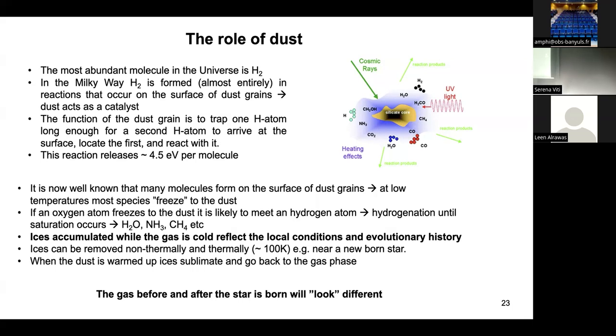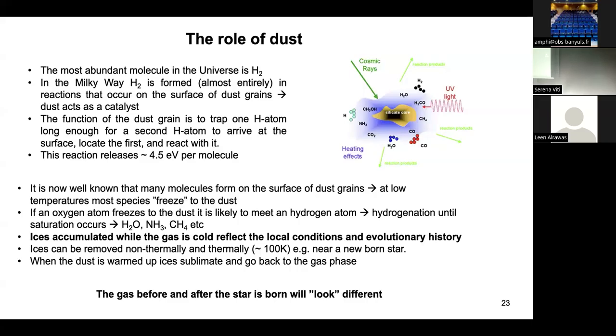Well, if you have any energetic process, whether that's a star forming or a powerful active galactic nucleus, that will irradiate this dust, warm it up, and lead to the evaporation, the sublimation, of whatever molecules are formed here. This means that the gas before something happened, let's say in that dark blob that I showed you, and the gas after something happened, let's say a star is born, will look very different. So if you could take a snapshot of a dark cloud and then a snapshot of a star-forming region, let's say Orion, the two chemical signatures will be very different.